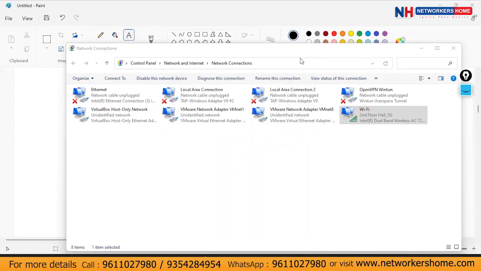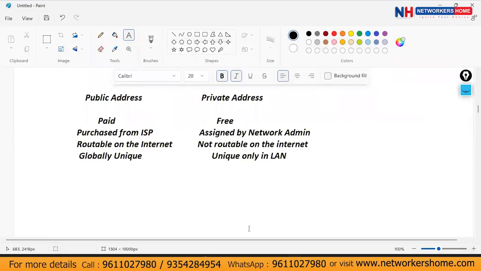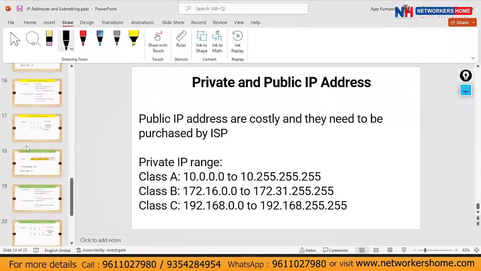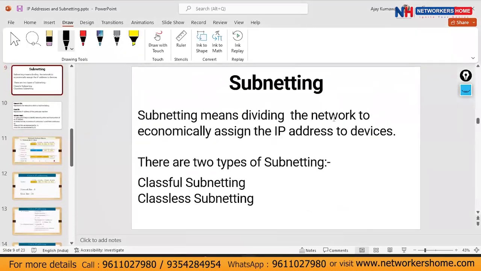We will become classless. Because if you see here, we have to discuss two types of subnetting. Subnetting means dividing the network to economically assign the IP addresses. Right now we have to discuss two types of subnetting: one is classful subnetting and one is classless subnetting. So classful is what? You are simply using the default subnet mask. Whatever calculation we have done for class A, B, and C today, that was your classful subnetting, because we are using the default subnet mask.